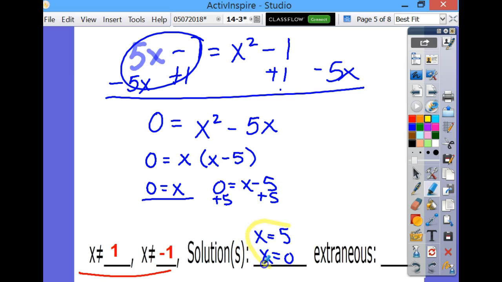Now, does anything right here contradict what's over here in what x cannot equal? There's no contradictions, and so there are no extraneous answers. Extraneous is none.